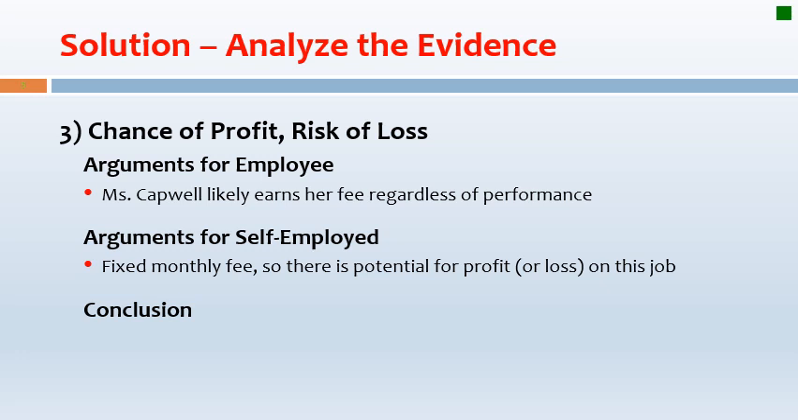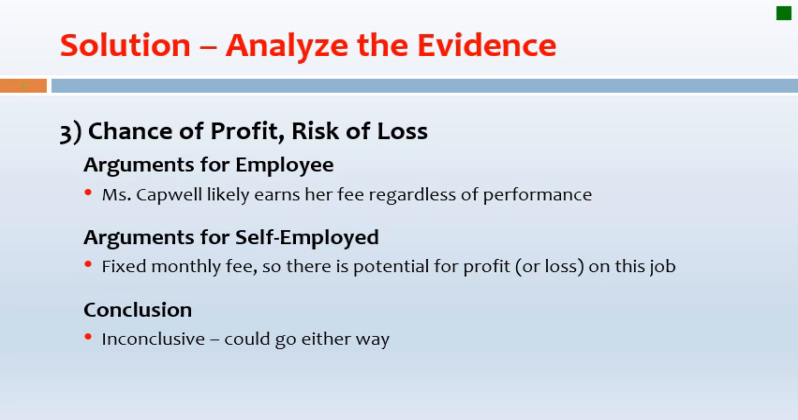Capwell will be reimbursed for any of her expenses, so if she incurs expenses that exceed $4,000, she may in fact incur a loss. As far as a conclusion goes here, I mean, it depends on what you think. I'm looking at this evidence and I think to myself, it's kind of ambiguous. I don't know if I could decide one way or the other.